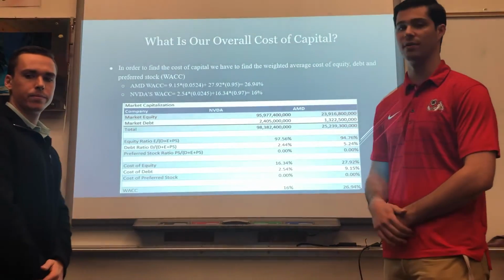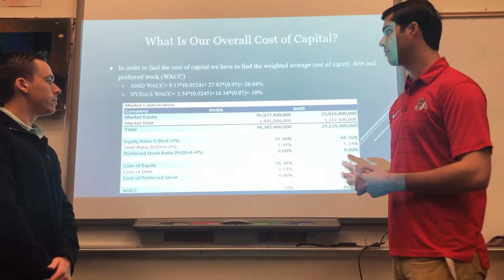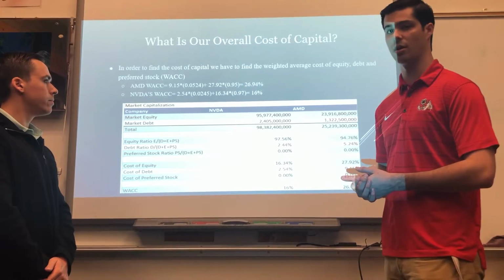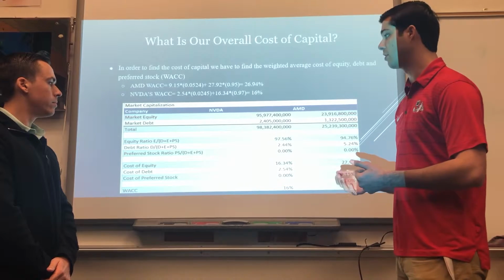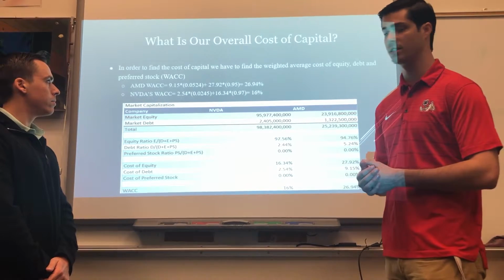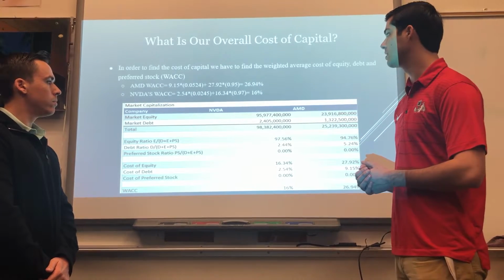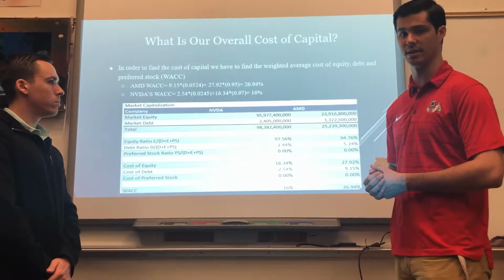What is our overall cost of capital? In order to find that, we have to find the WACC. For that, we have to find the equity ratio, debt ratio, cost of equity, and the cost of debt for AMD and NVIDIA. Then the equation goes cost of debt times debt ratio plus cost of equity times equity ratio. For AMD, we get 26.94%, and for NVIDIA, we get 16%.